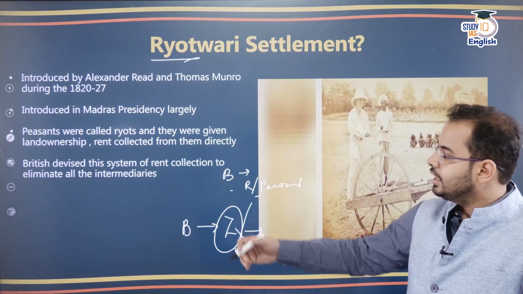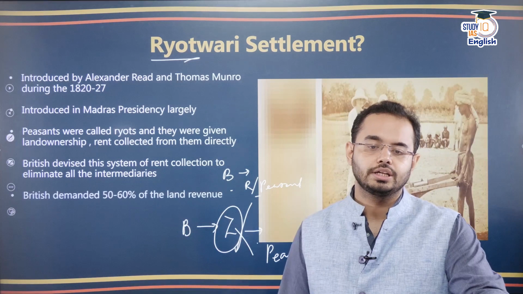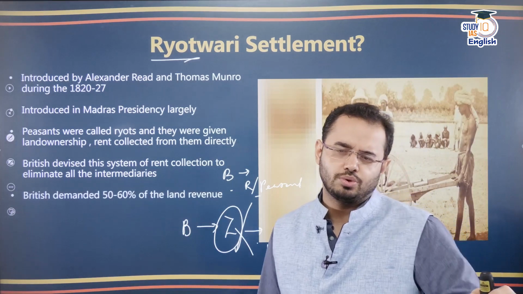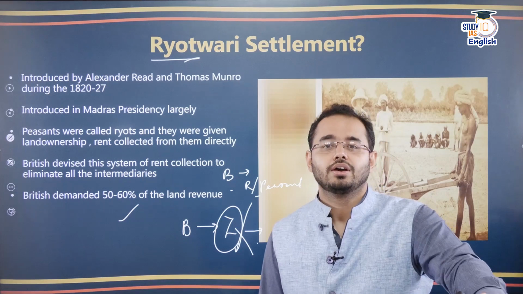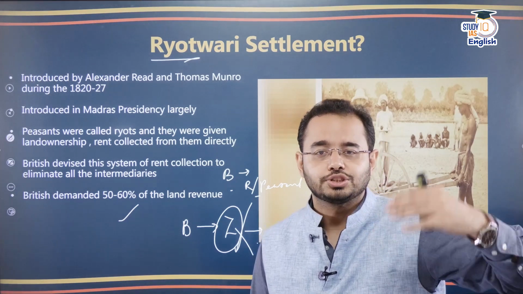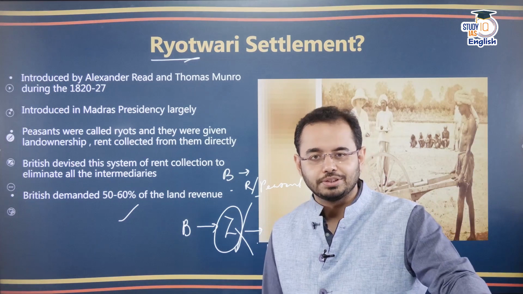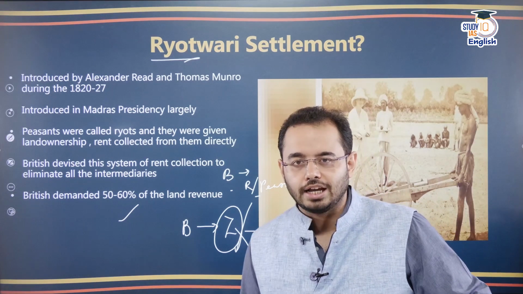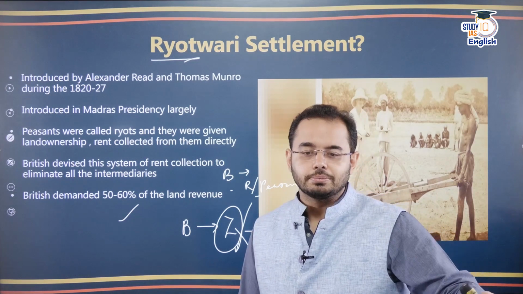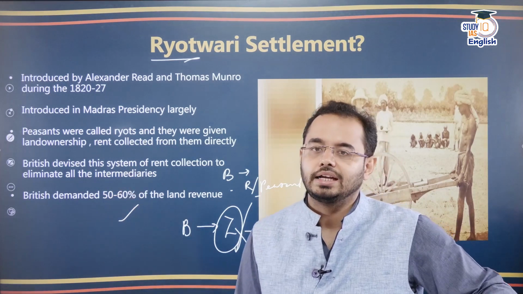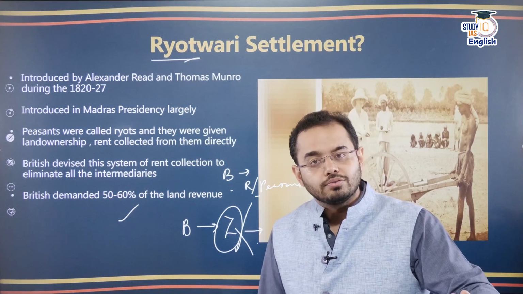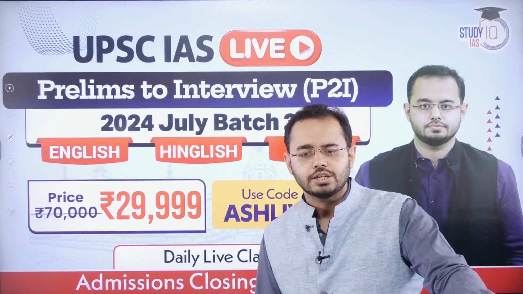So here they eliminated the intermediary, and Britishers demanded around 50 to 60% of the land revenue. That was far more as compared to what the land revenue system envisaged during the time of permanent settlement. But anyways, this is what the Rayathwari settlement is all about, and it in a way affected the peasants of South India the most. We will see it in the case.